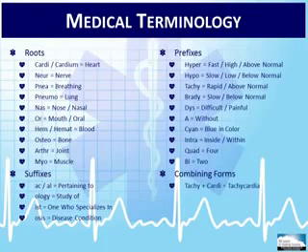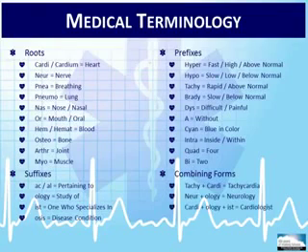For instance, adding tachy to cardi forms the word tachycardia, meaning a fast heart rate. Neur in ology is neurology, the study of nerves and the neurological system. Cardi plus ology and ist is cardiologist, one who specializes in the study of the heart.